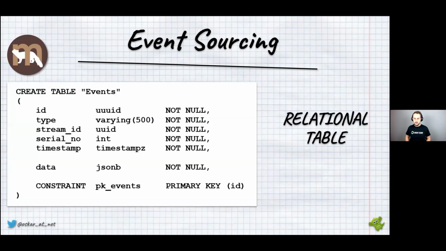Let me check. There is a question from Mark. Why no reason column to chain events? I can maybe briefly just go through it. ID is an event ID. Type is a type of the event, so for example, shopping cart confirmed. Stream ID is the ID of the entity. Serial number is an auto-incremented number in the particular stream. And data is just the JSON stored, so the specific data for this particular event.